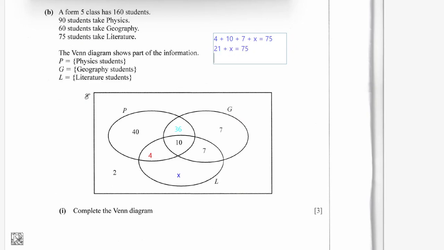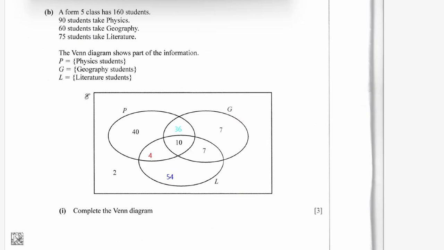If you then subtract 21 from both sides, your X is equal to 75 minus 21, that's 54. Now let's replace X with 54, and that's it. Boom, you have successfully completed the required.